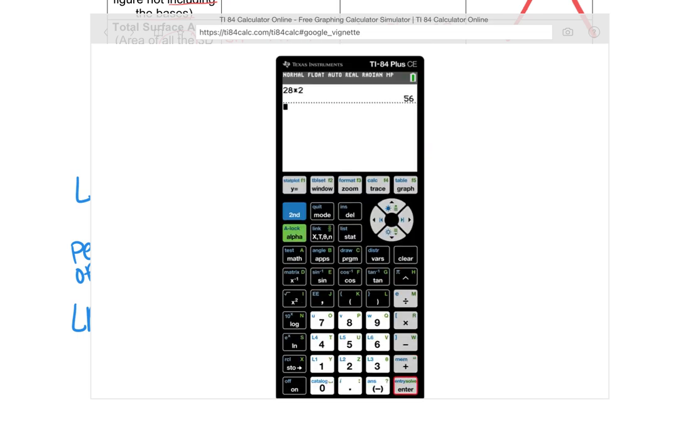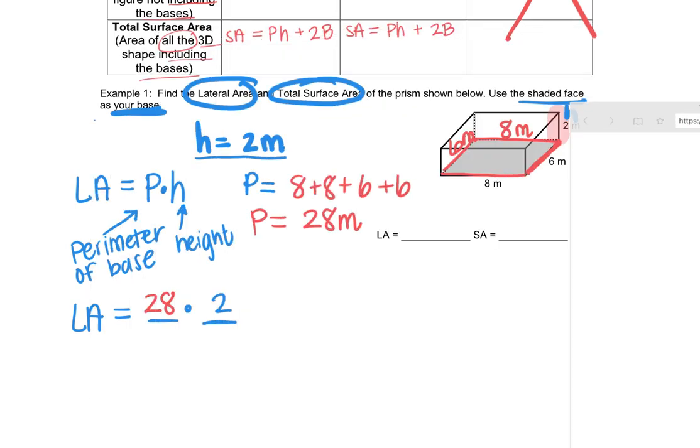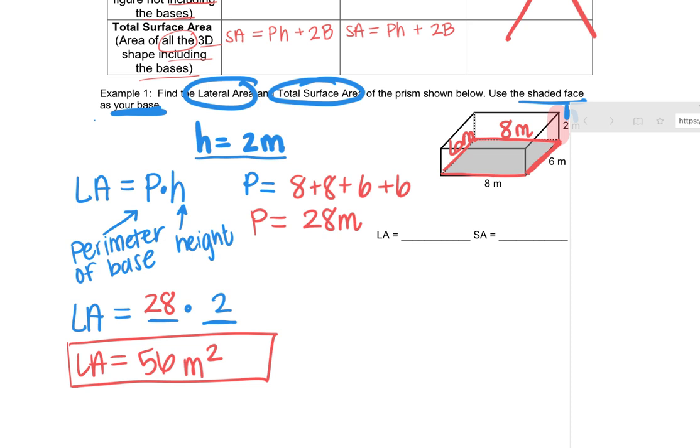And I get 56. So your lateral area equals 56, and it's area, and I know it's meters, so it's meters squared. Please don't forget your units. If you forget units, you're taking points off for no units. Okay, so first thing, I found my lateral area. I needed to know my base so it could help me figure out lateral.